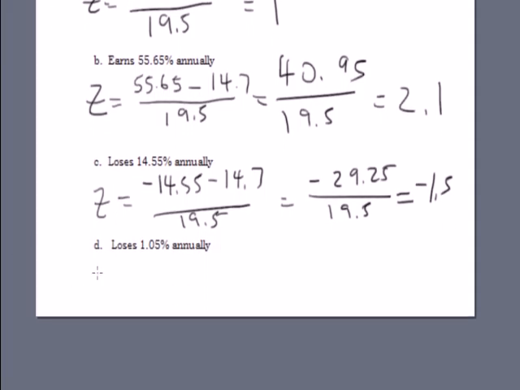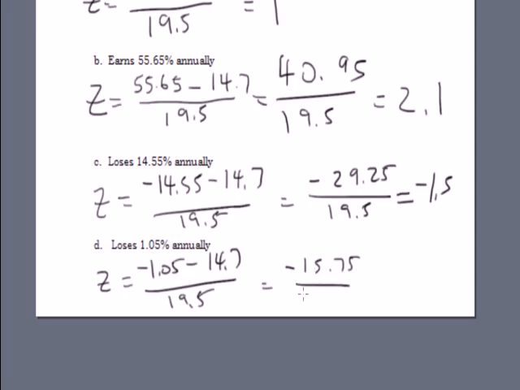This very last one, again, the z-score of negative 1.05 minus 14.7 divided by 19.5. Let's see, that's a negative 15.75 divided by 19.5. That should be about negative 0.808 or so.